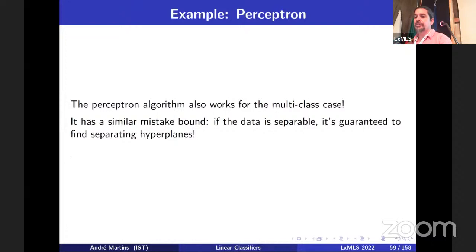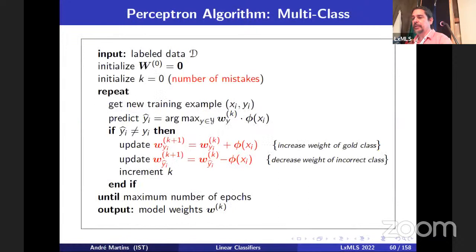There's also a version of the perceptron that works for the multi-class case. It has a very similar mistake bound, the same guarantees. If the data is separable, it's guaranteed to find a separating hyperplane. It's essentially the same thing.